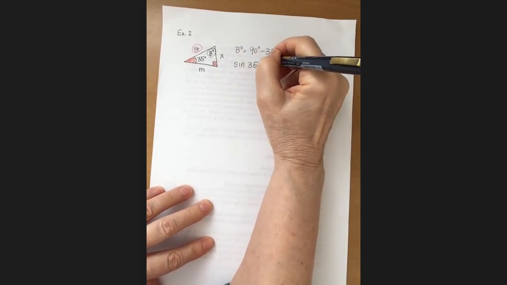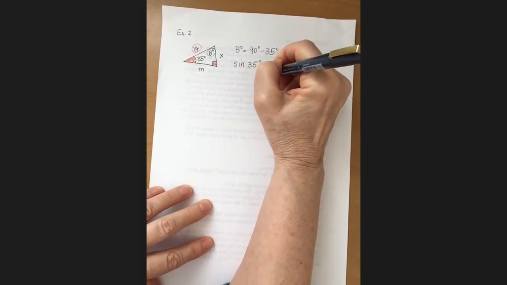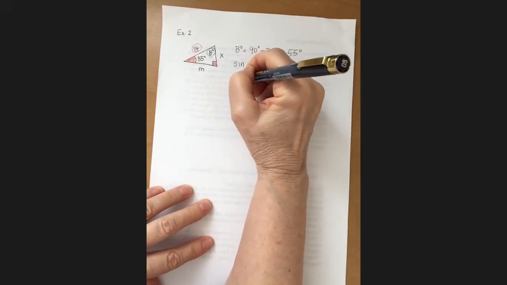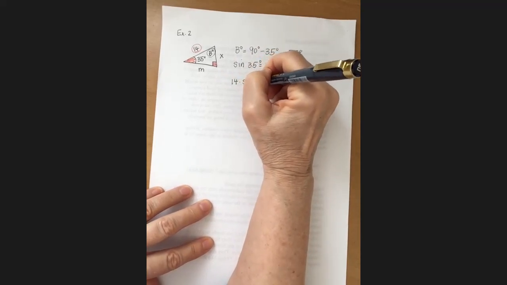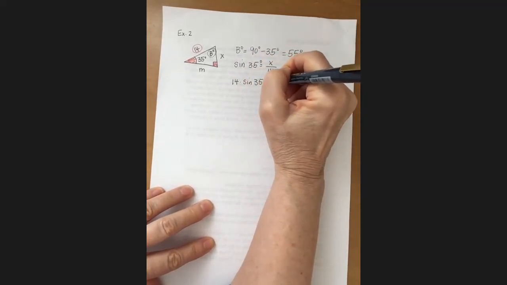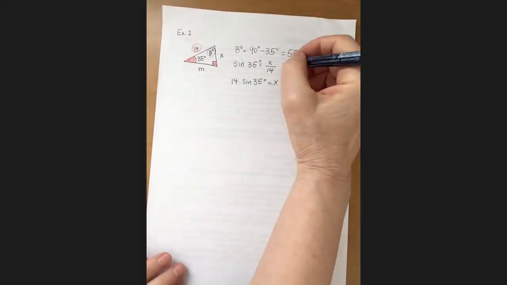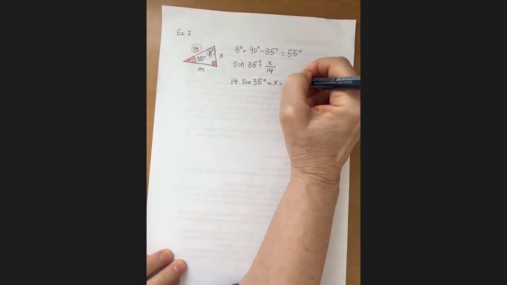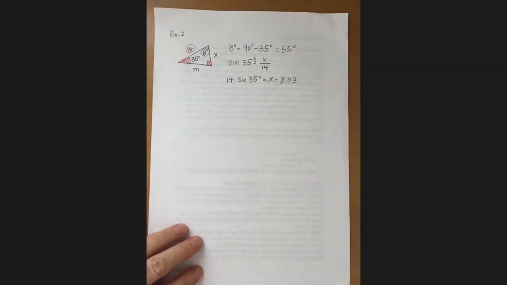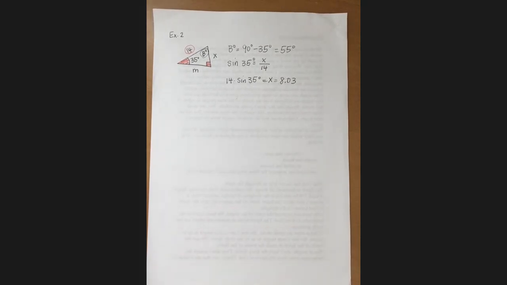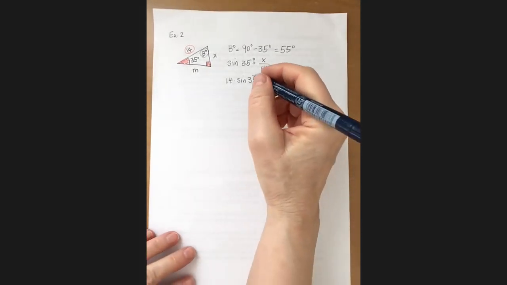That's going to equal the opposite divided by the hypotenuse. So 14 times the sine of 35 degrees is going to equal x. And I've already shown you how to do that on the calculator. So I'm just going to fill in the results here. So x equals 8.03. Remember, if you're not getting these values when you use your calculator, it's because you're set in radians and you have to find out how to be set in degrees. I can teach you how to do that.